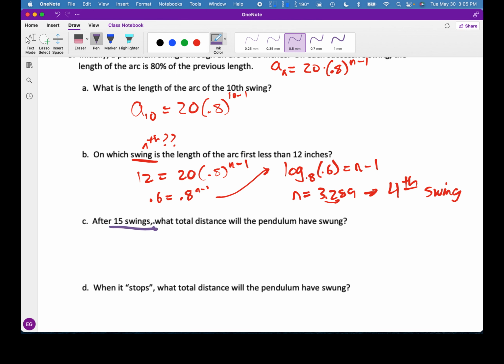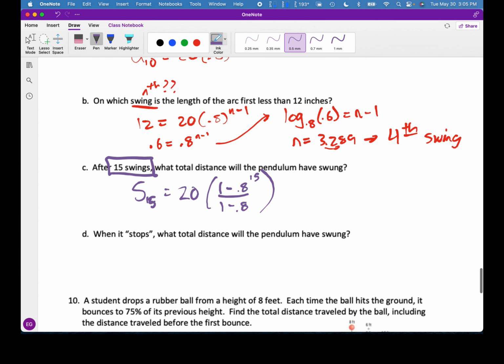After 15 swings, plural now, we're using the sum. So this is asking us for S15. So we would just use our first term, 1 minus our ratio raised to the 15 over 1 minus the ratio. Again, I'm going to leave that for you to figure out. This one's asking us the total distance, still plural for all of the swings here. And since they didn't give us a specific number of swings, we know it's going to infinity. So I'm going to do the a1 divided by 1 minus 0.8.